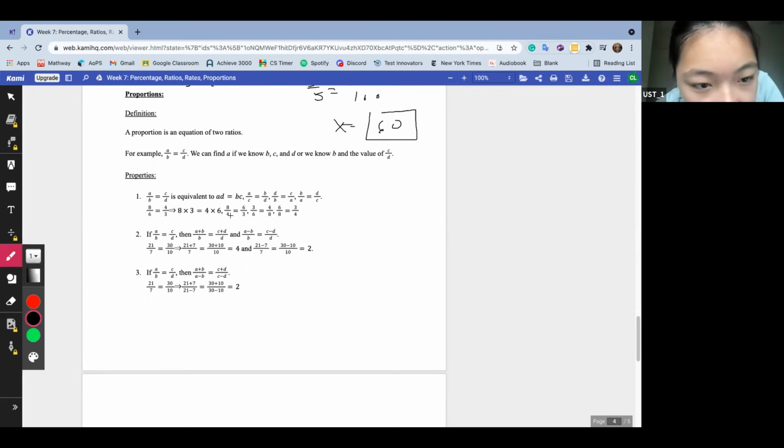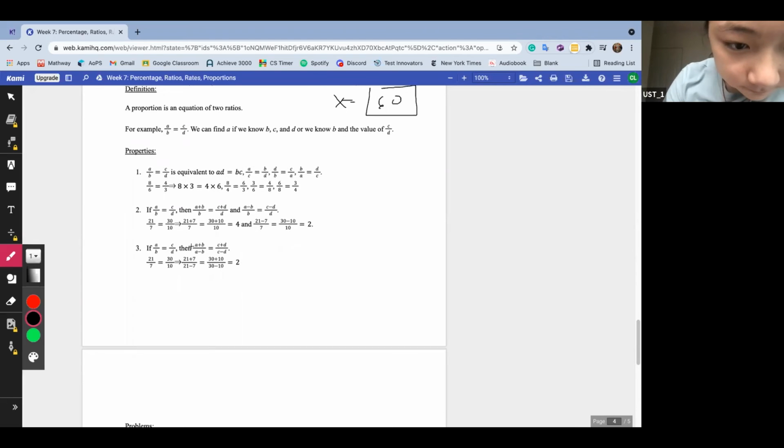A over B equals C over D is equivalent to A times D equals B times C, A over C equals B over D, D over B equals C over A, and B over A equals D over C. So for example, 8 over 6 equals 4 over 3, and then 8 times 3 equals 4 times 6, which is 24. 8 over 4 equals 6 over 3, which is 2. 3 over 6 equals 4 over 8, which is 1/2. And 6 over 8 equals 3 over 4, which is 3/4.